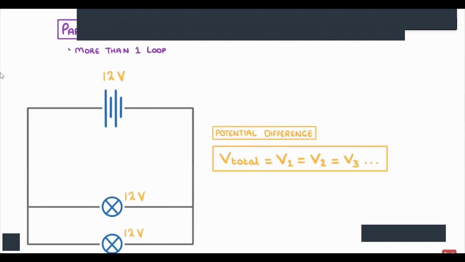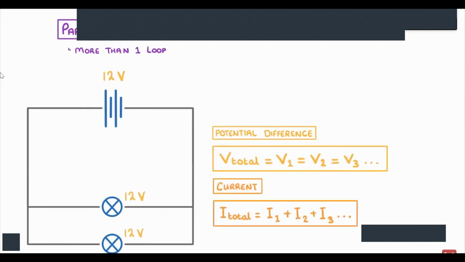The next thing to know is that the current is shared between all of the loops. So if this circuit with 2 loops had a total of 4 amps flowing through it, then it could be that there were 3 amps flowing in the first loop and 1 amp through the second, or it could be equally split and have 2 amps flowing through each loop. Either way, if we add the currents in each loop together, it will always add up to the total current of the circuit, in this case 4 amps.